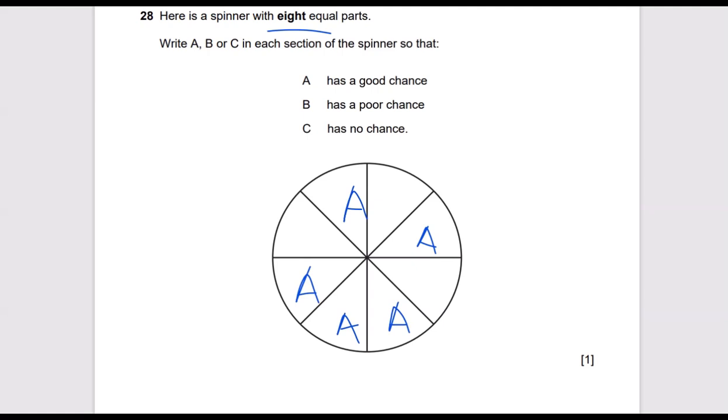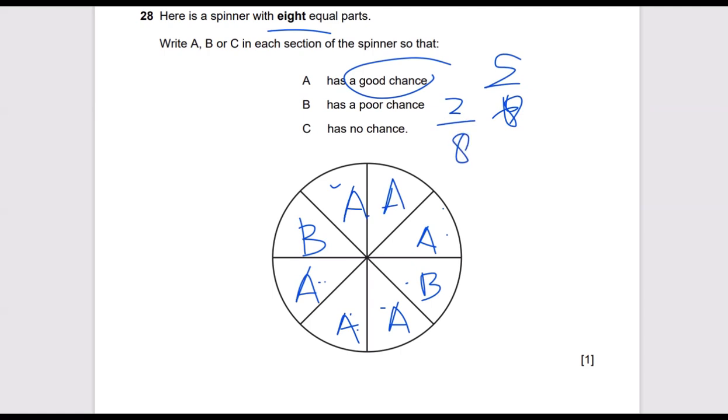So we put 2 B. Because A is 1, 2, 3, 4, 5, which is greater, we put A in 5 parts and B in 2 parts. So A has a good chance because 5 over 8. B is 2 over 8. One more, 6 over 8. So A is 6 sectors: 1, 2, 3, 4, 5, 6. All right, this is just an example.